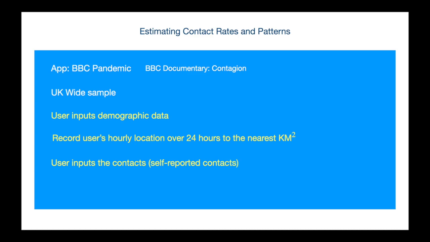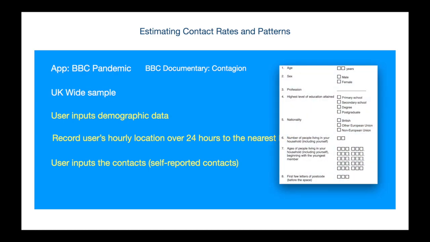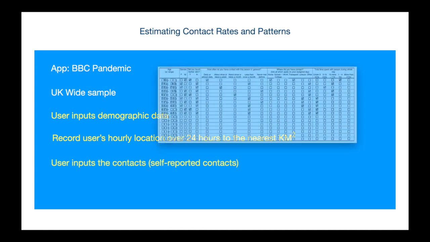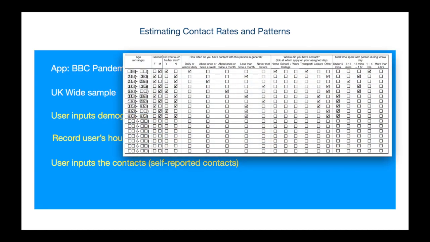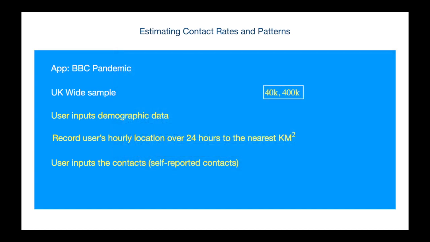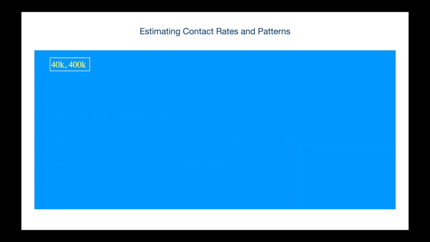The structure is very similar to the previous study we discussed. So the first part is the same, with the user filling the demographic section we saw, and the last part is the user filling the contact report. The key innovation is the mobile app, and the main improvement is the sample size. The BBC managed to get 40k respondents, which is 40 times larger than the POLYMOD study. And these participants reported around 400k contacts.